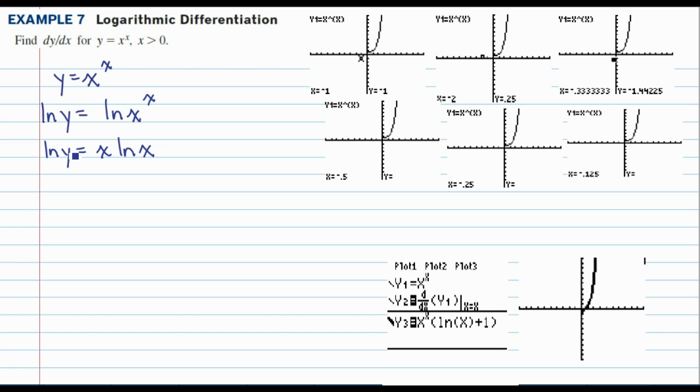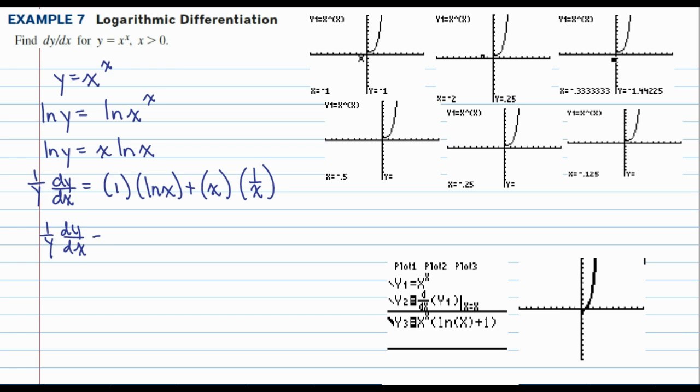Okay, natural log, now I'm going to take the derivative of both sides. So now the derivative of the natural log of y is 1 over y, and don't forget that will also be dy/dx in there because of implicit differentiation. Now I can use the product rule on the right side: 1 times the natural log of x plus x times 1 over x. So now I have 1 over y dy/dx equals the natural log of x plus 1.